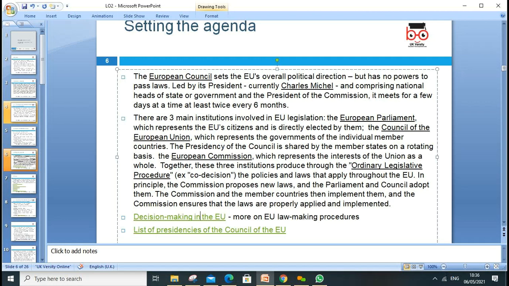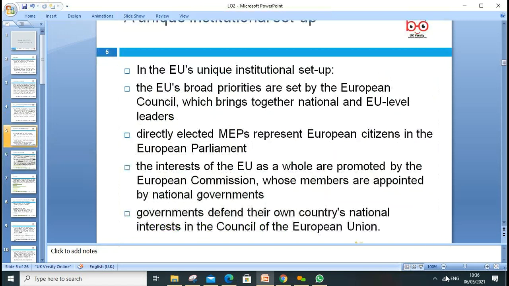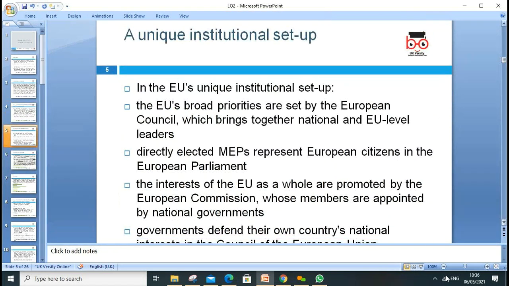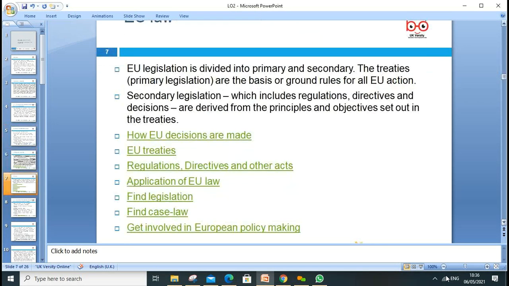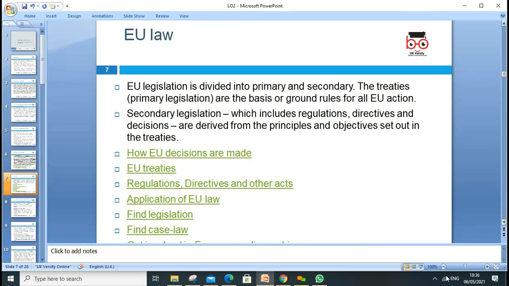Decision making in the EU and the procedure. If you want to read further, click Control and it will take you to further reading through this link. There is a list of precedents of the Council which have been passed, so we can look around that as well. I copied the link on the next slide for you. Okay, next we can look at the unique institutional setup.